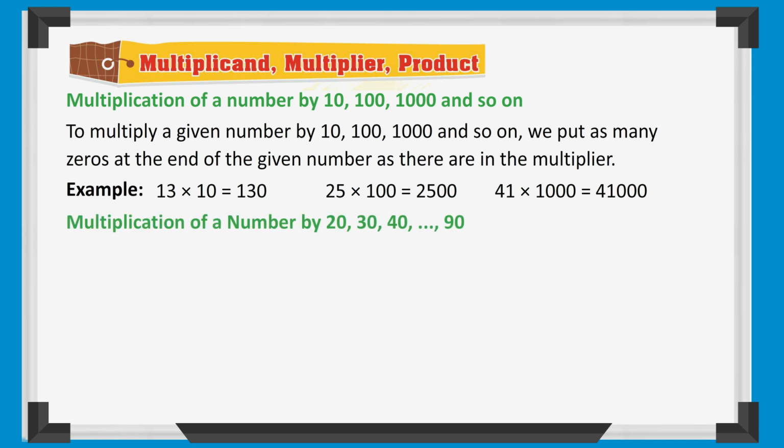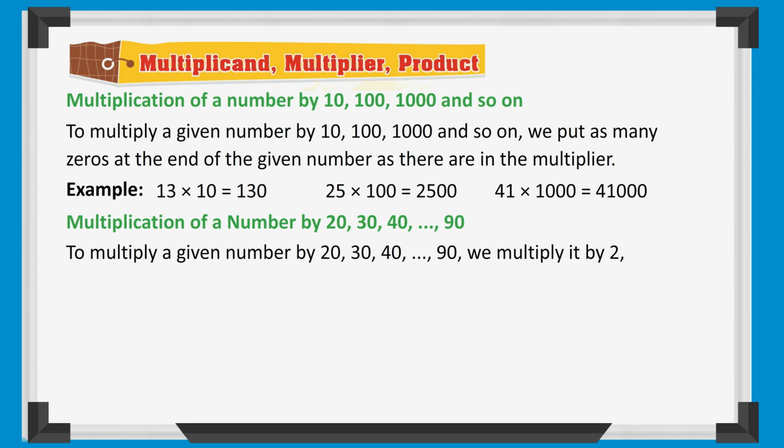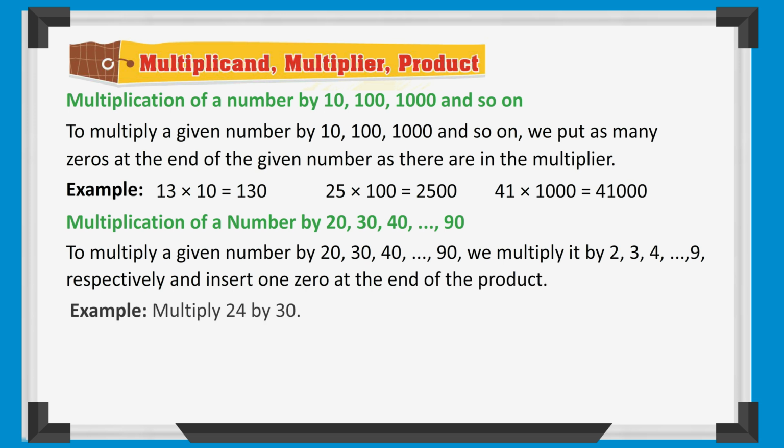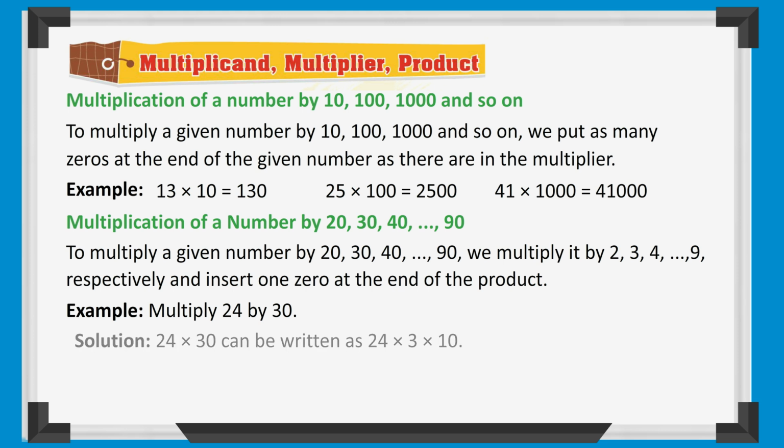Multiplication of a number by 20, 30, 40, 90. To multiply a given number by 20, 30, 40, 90, we multiply it by 2, 3, 4, 9 respectively and insert 1 zero at the end of the product. Example: multiply 24 by 30.